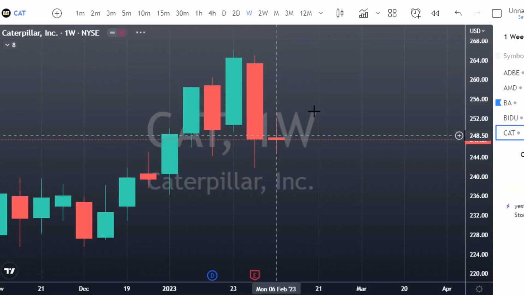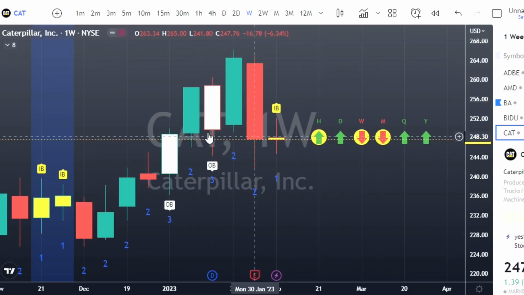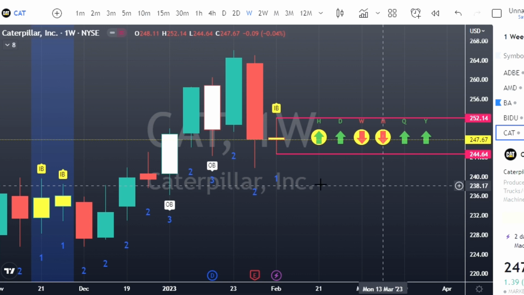CAT. So CAT has an inside bar as well. We can look for calls at 252.14 or puts at 244.16 on CAT.